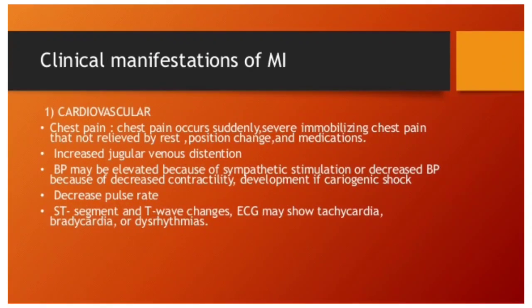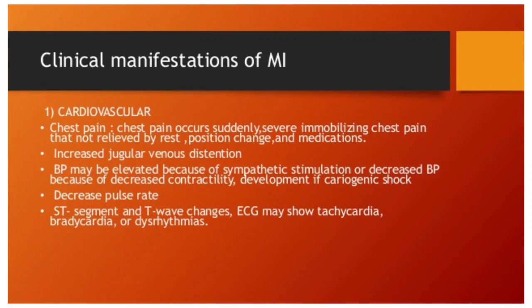Now, clinical manifestations of MI. First we will see the clinical manifestations in the cardiovascular area. Chest pain normally occurs suddenly, a severe immobilizing chest pain that is not relieved by rest, position change or medications. Increased jugular venous distension because of thrombus formation. BP may be elevated because of sympathetic stimulation, or decreased because of decreased contractility. Decreased pulse rate.